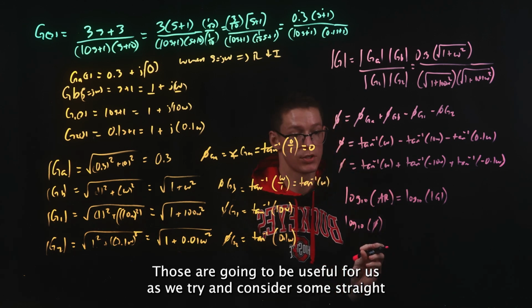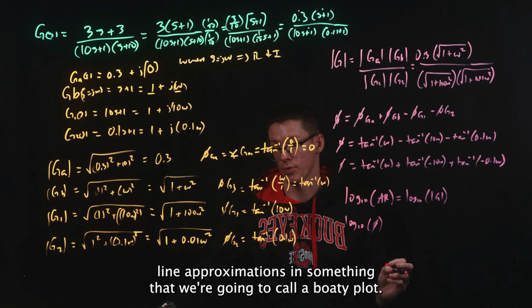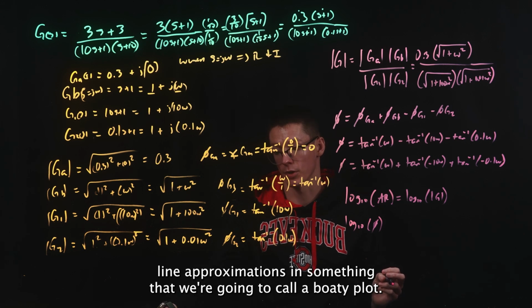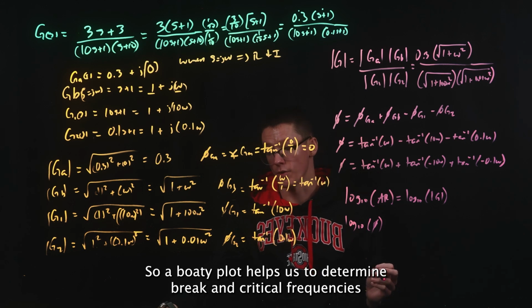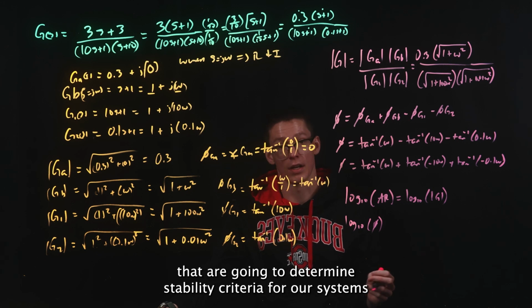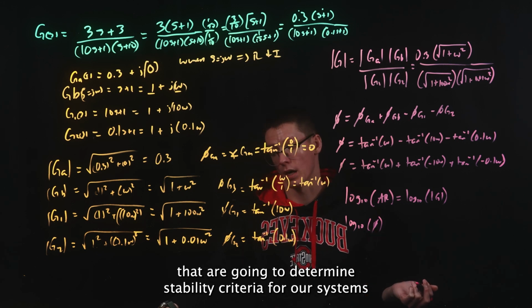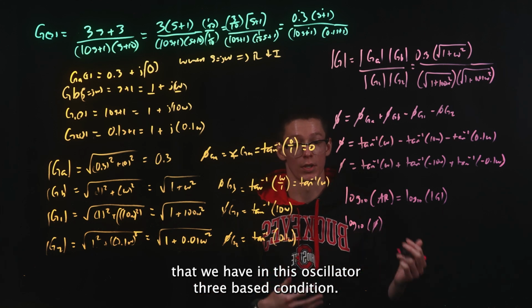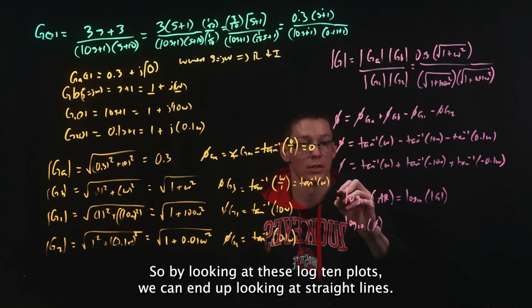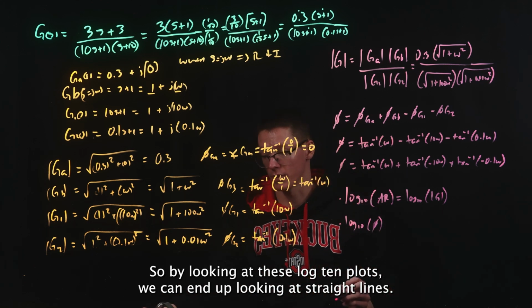Those are going to be useful for us as we try and consider some straight line approximations in something that we're going to call a Bode plot. A Bode plot helps us to determine break and critical frequencies that are going to determine stability criteria for our systems in this oscillatory-based condition. By looking at these log 10 plots, we can end up looking at straight lines.